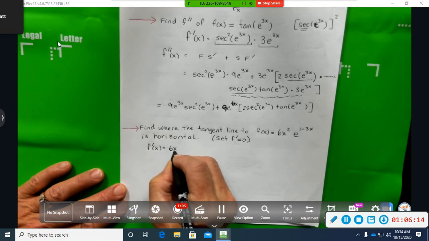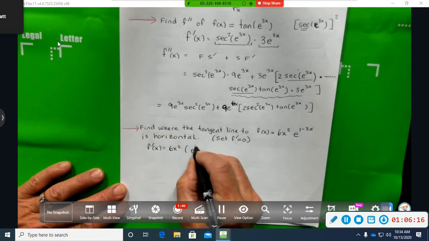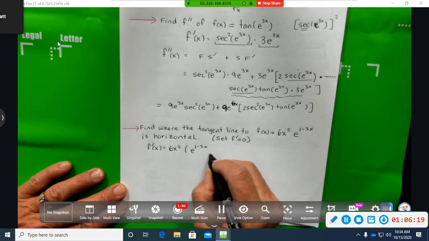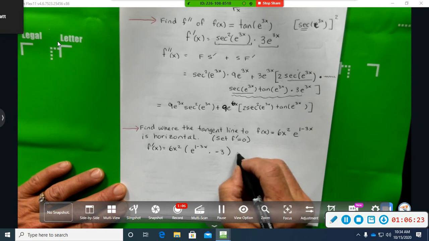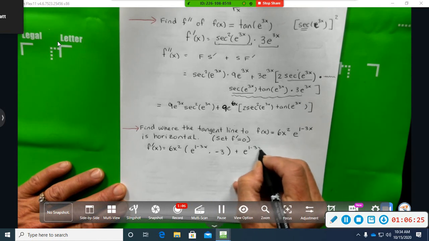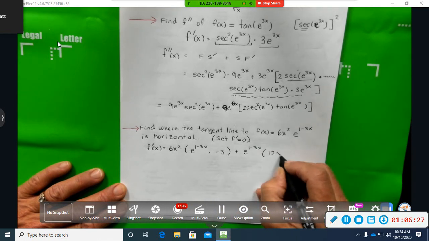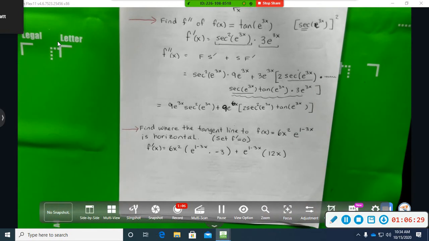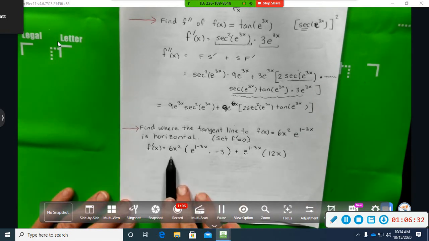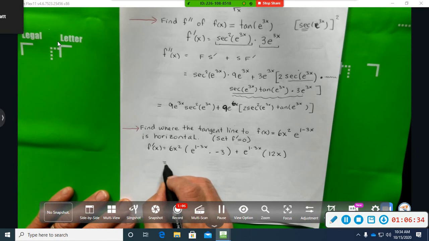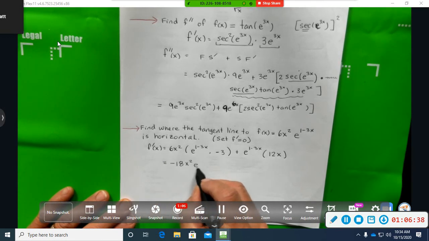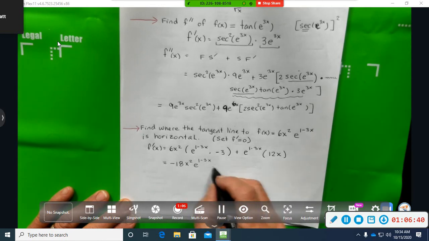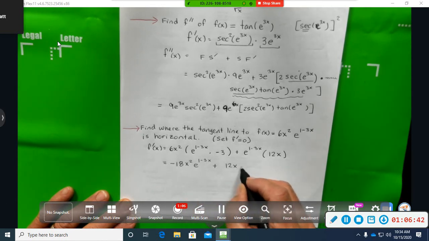So here's the first times the derivative of the second, itself times the derivative upstairs, is going to give me a -3, plus the second times the derivative of the first, which is just 12x. So I'll put this -3 with the 6x squared and get a -18x squared, e to the 1 minus 3x. And then the other one is 12x e to the 1 minus 3x.